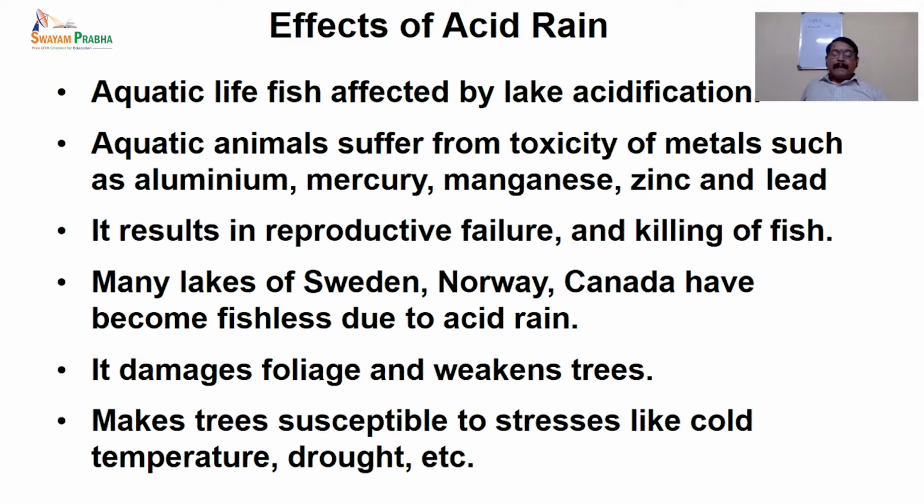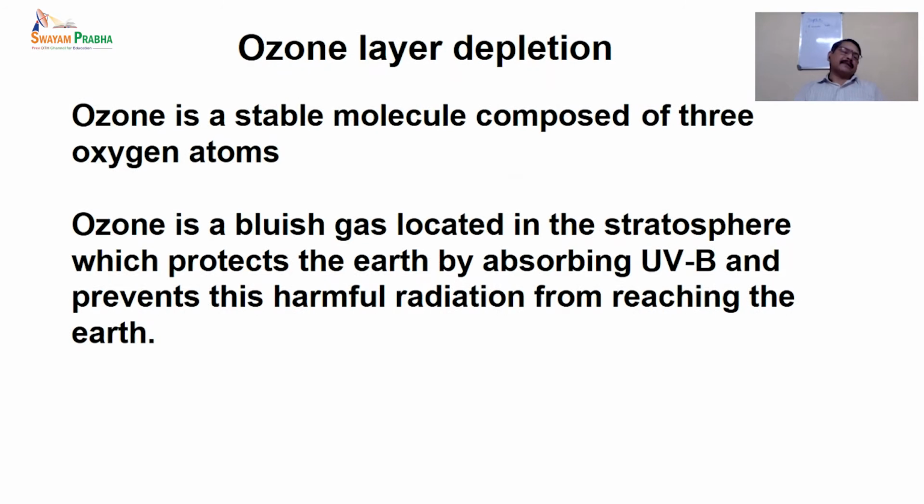Another thing is, it damages the foliage, very particularly the sprouting green leaves, and weakens the trees. The trees are also susceptible to stresses like cold temperature and drought. So these are some of the effects of acid rain.